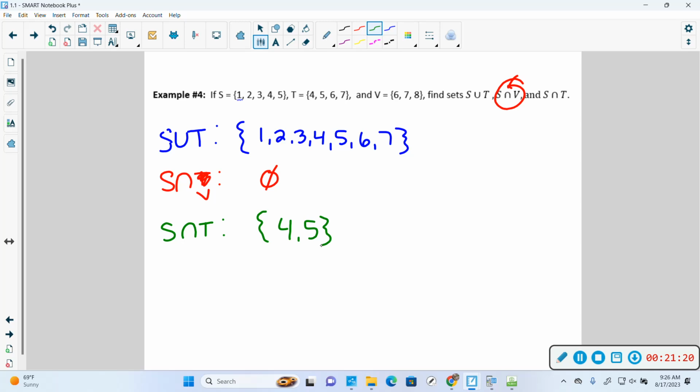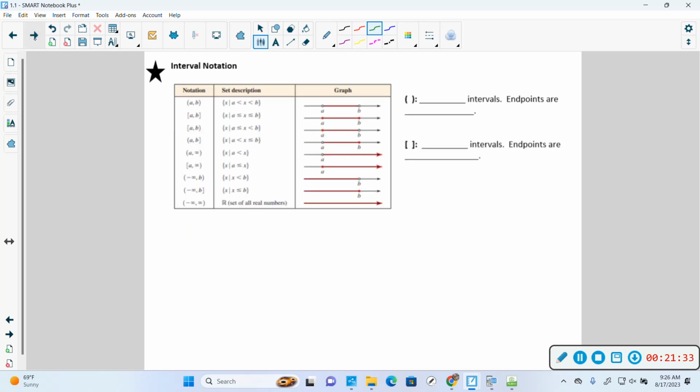So again, simple. You just have to keep those symbols straight in your head. Union, the U, means it could be in either. Intersection means it has to be in both. And of course, you could have nothing and you've got the empty set. Okay, so now some more crazy interval notation, and we're going to practice this on the next page. We're going to write some of these out.